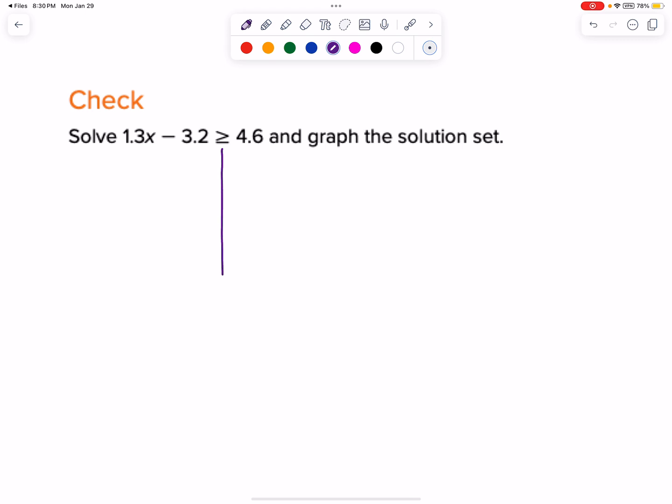Separate your workspace. Good one for you to pause and try out, and then you can sort of speed up and check and see if you did it correctly. All right, opposite order of operations. SADMERG says to take care of addition subtraction first. And so I end up with a 1.3x is greater than or equal to, let's see, 4, 5, 6, 7.8. Okay, now we're going to go ahead and get rid of the times 1.3 by dividing by 1.3.